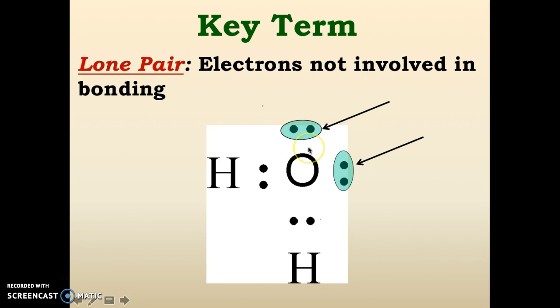And if you want to write this definition down, feel free. Lone pairs are pairs of electrons not involved in bonding. And as you remember, a pair is 2. So here we have 2 lone pairs, or 4 electrons not involved in bonding.